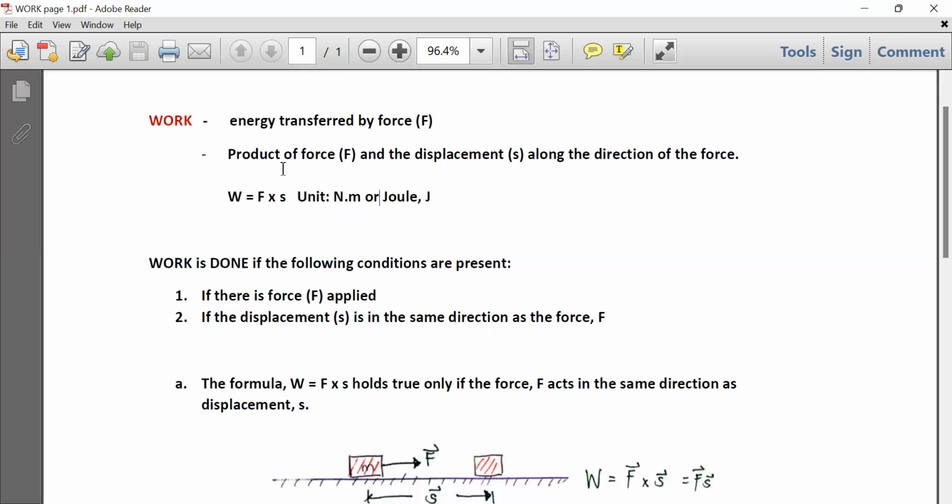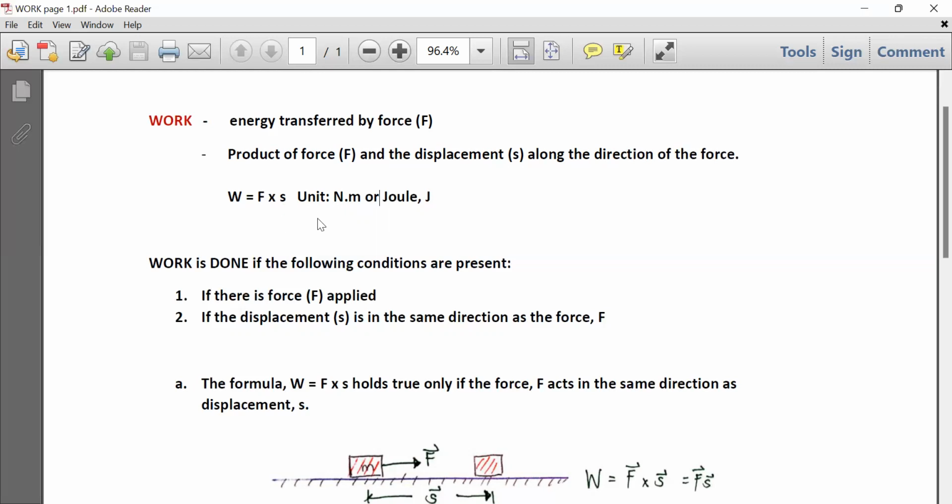The definition: work is also the product of force and the displacement along the direction of the force. So the mathematical equation, the definition, work is equal to force times displacement. So the equation is W is equal to F times S.